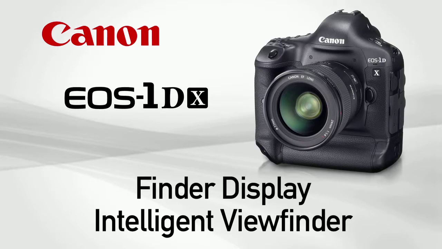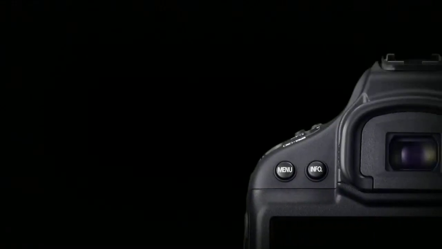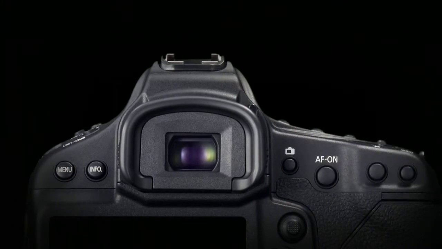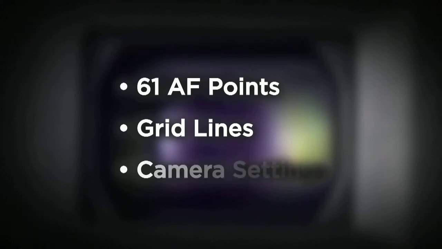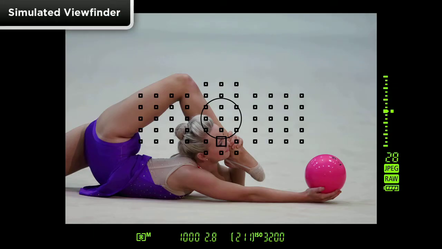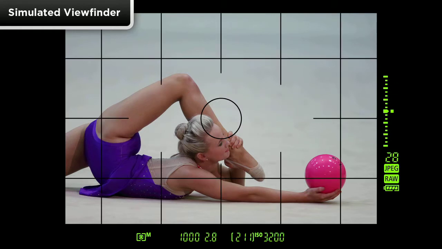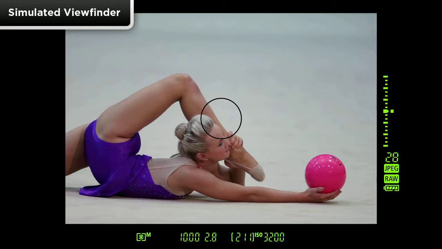Finder Display, Intelligent Viewfinder. The Intelligent Viewfinder uses a translucent LCD for a superimposed display of the 61 AF points, grid lines, and camera settings. Even though there's a lot of potential information, the Intelligent Viewfinder can be configured to show only what you're comfortable with and only for the required period of time.